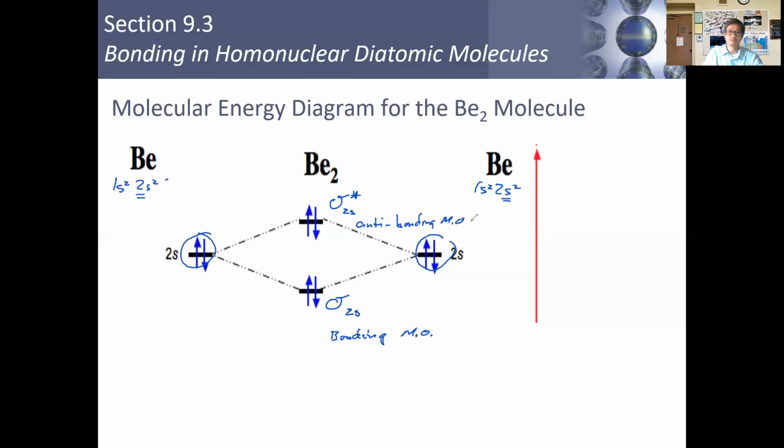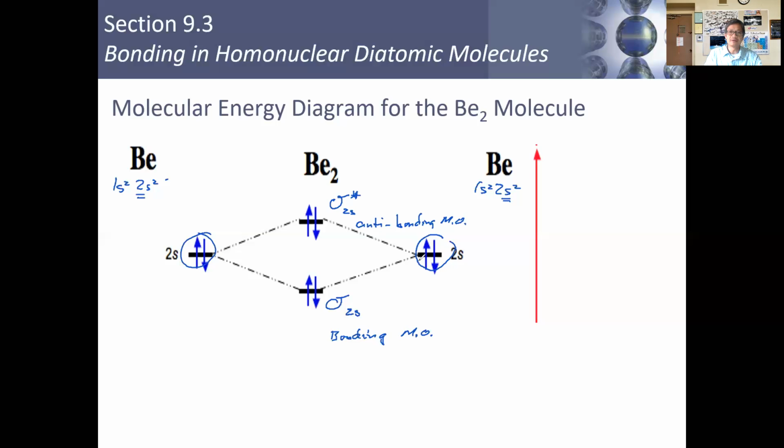Molecular orbital. Okay. All right. So hopefully you had written that down right there. So with that said, if this is the electron configuration for the beryllium atom, what would be the electron configuration for diberyllium?